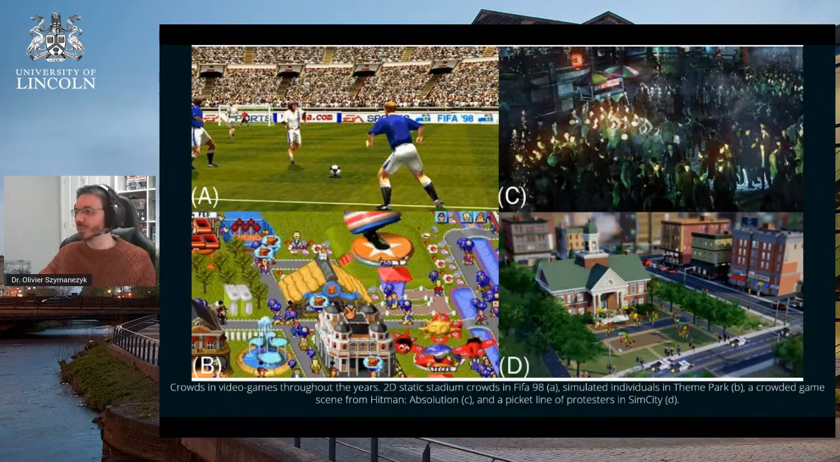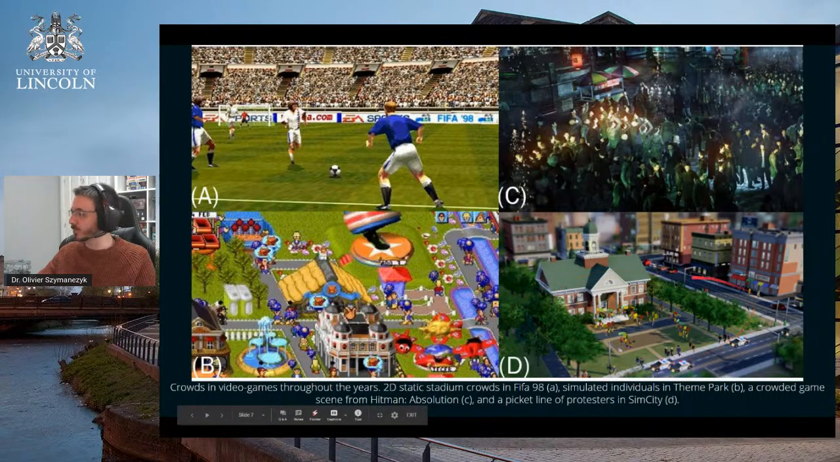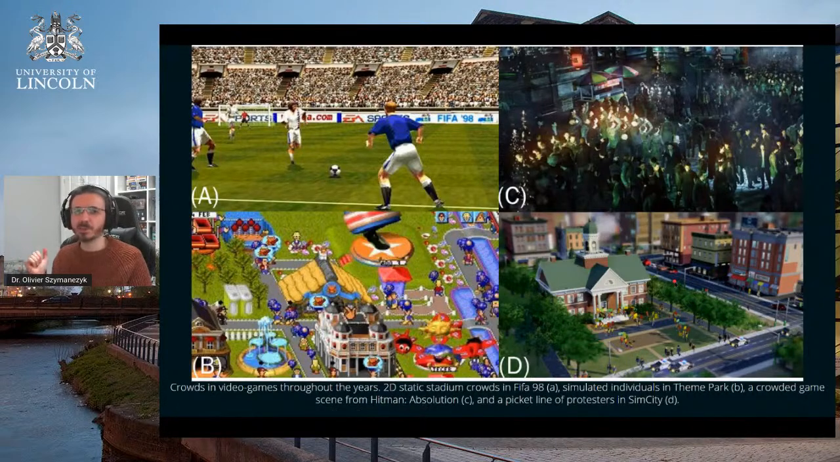Same for theme park. It's just individuals going from A to B, A to B, A to B. Same for here. Even though it looks crowded, it's just based on statistical analysis. It just says if people are unhappy, just spawn 200-300 people that look unhappy. Simple as that. And Hitman is a bit better though, because each individual looks realistic and respond to the player realistically. I'll get back to this one later in the talk, actually.